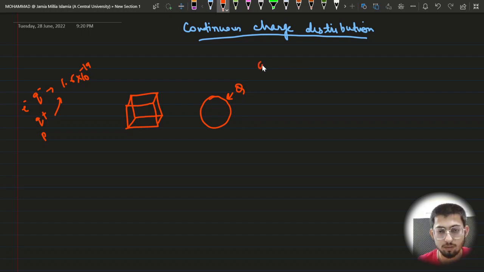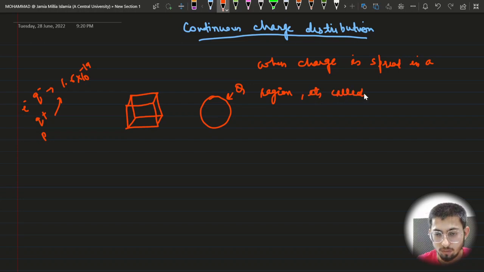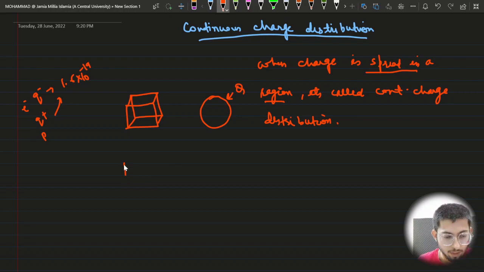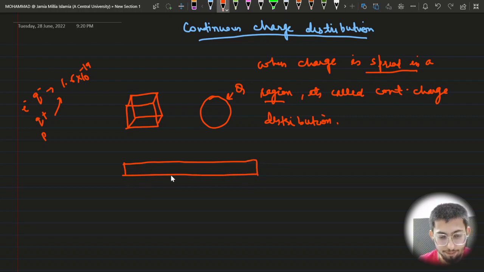When charge is spread in a region, it is called continuous charge distribution. Charge is spread in some region. For example, you can have a thin strip and its breadth can be assumed as nil. It has only length, so it can have a charge q.